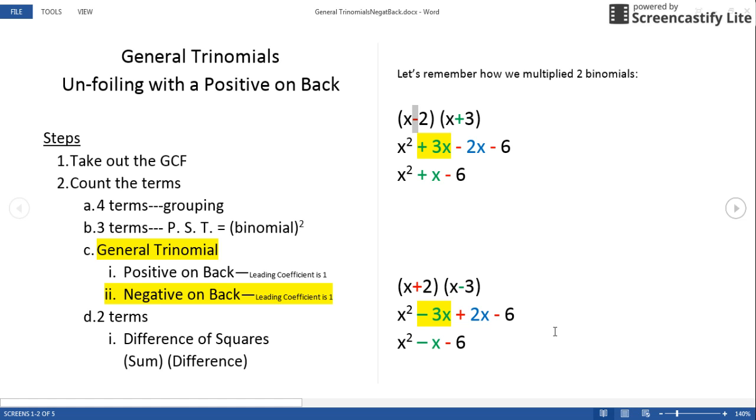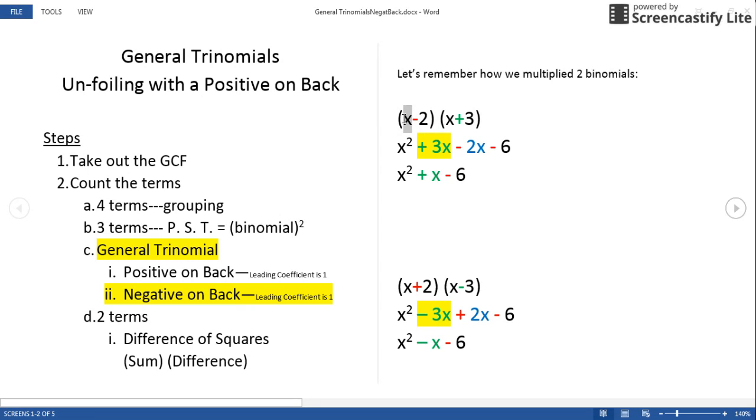Now let's look at what happens with general trinomials, but this time with a negative on the back and still a leading coefficient of 1. It'll help for us to start by remembering how we multiplied binomials with different signs before, like the ones that are here, x minus 2 and x plus 3.